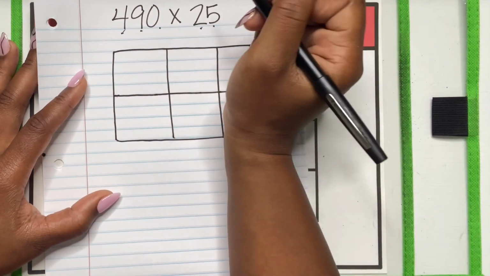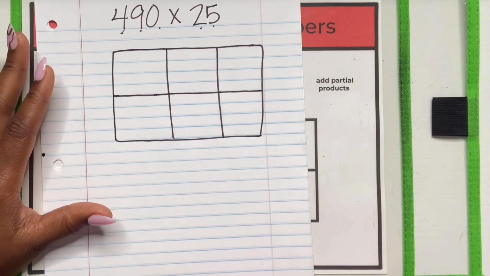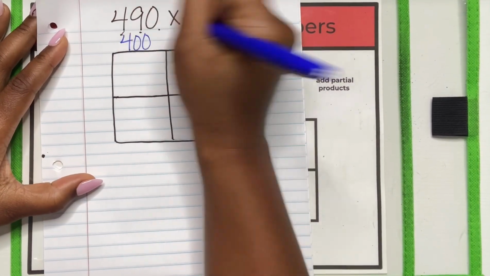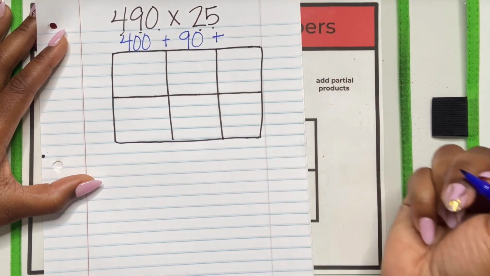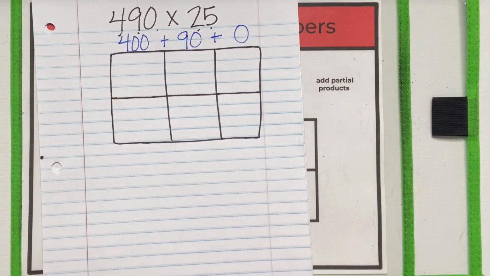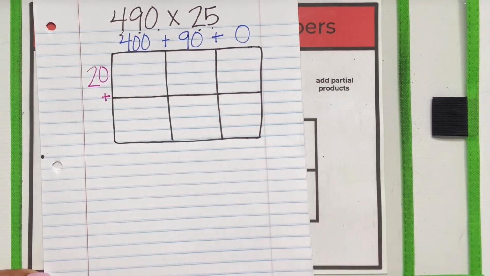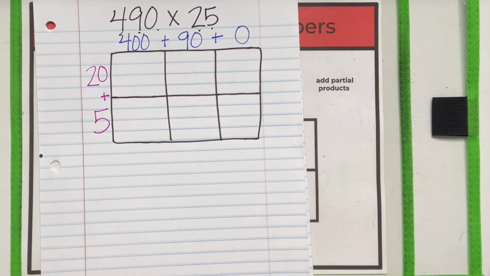All right. Now let's put it in expanded form. So we're going to have 400 plus what? Hopefully you said 90. Good. Plus 0. Right. Now 25. Let's put that in expanded form. 20 plus 5. Great job. Now let's solve.